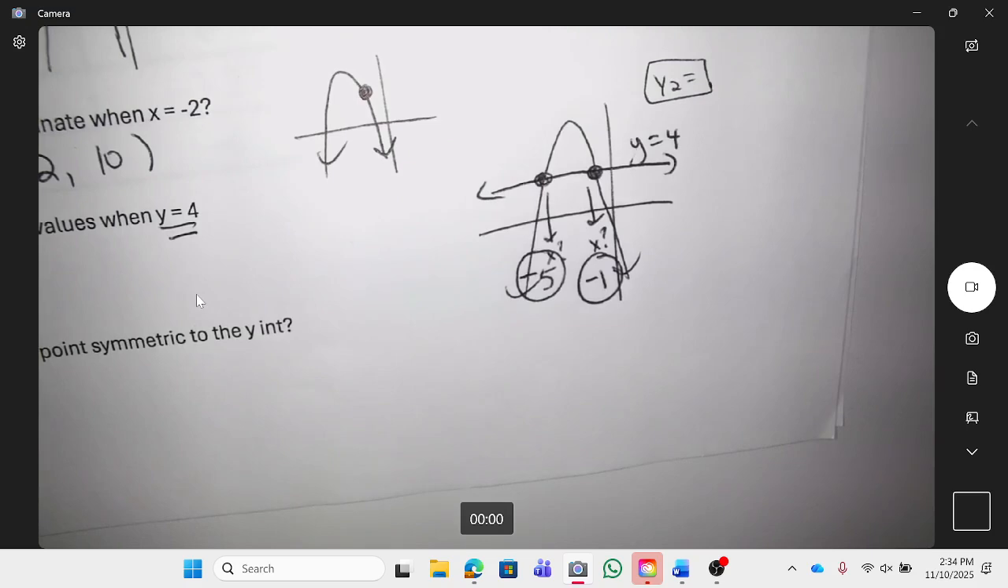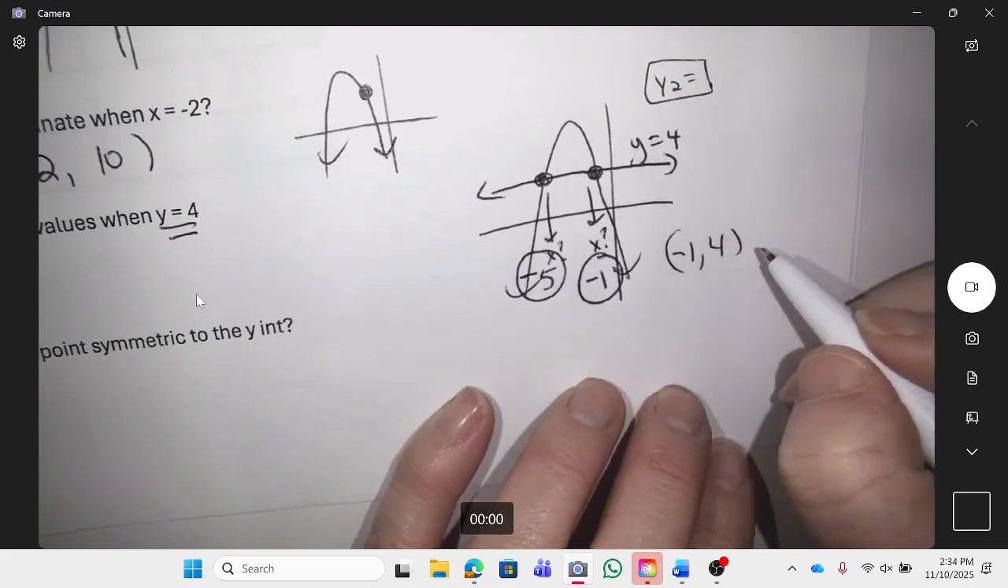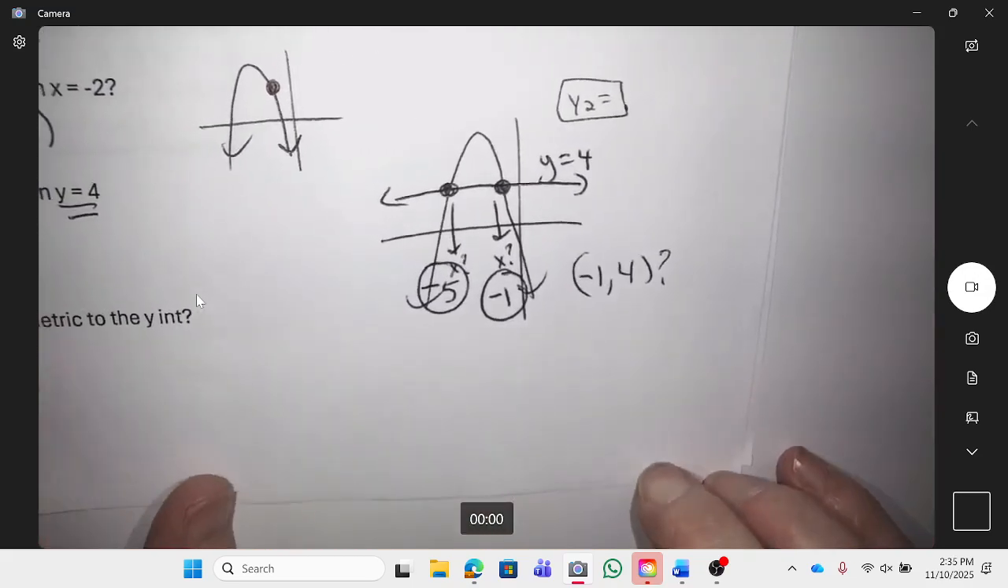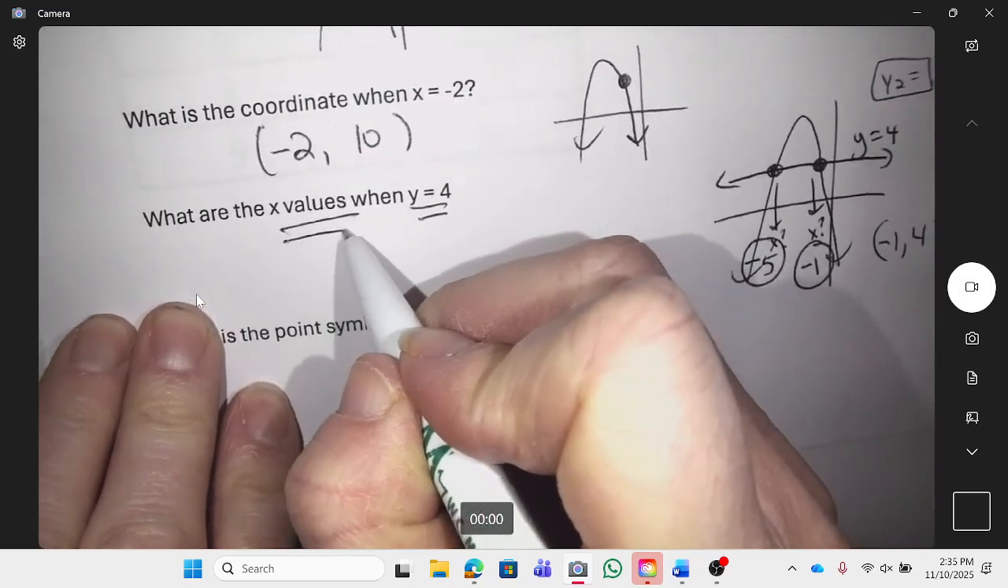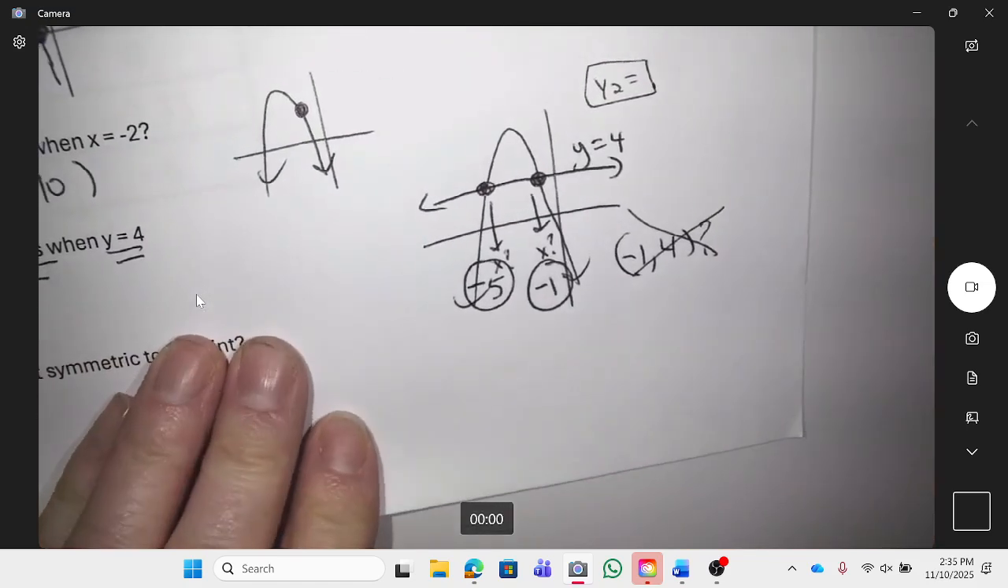Okay, why did I not write -1, 4? Why didn't I write the coordinates? Because the question just said, what are the x values? I don't say, what are the points? I don't want that. Just what are the x values?